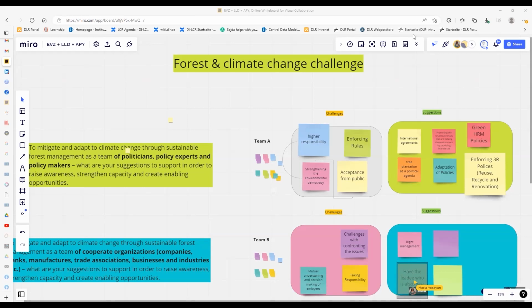So to mitigate those challenges, we have drafted some suggestions a politician could enforce: international agreements and tree plantation as a political agenda, adaptation of policies, and green HRM policies could be implemented in organizations, in the smaller organizations as well. And the more important thing is enforcing the 3R policies: reuse, recycle, and renovation.